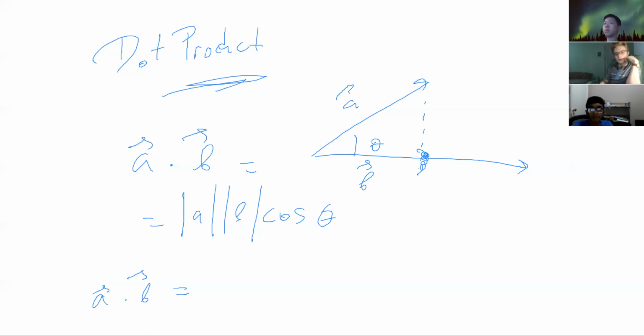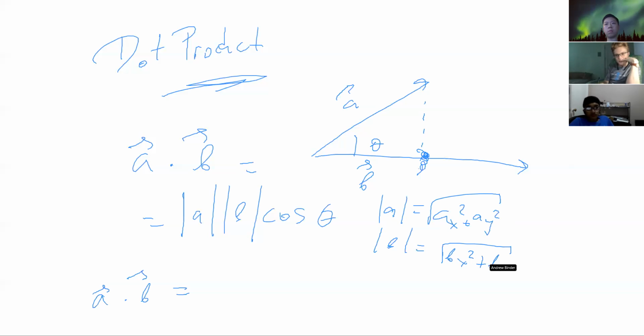Okay, let's look at our formula. The magnitude of A is the square root of ax squared plus ay squared. The magnitude of B is the square root of bx squared plus by squared. And cosine theta equals, excuse me, what does cosine of theta equal to? Can somebody tell me what the cosine of this angle is equal to?